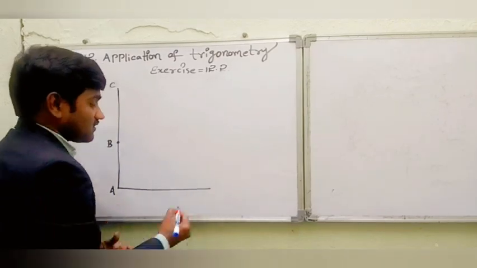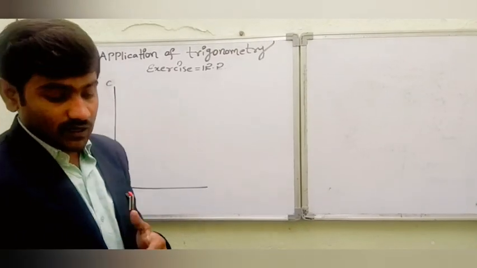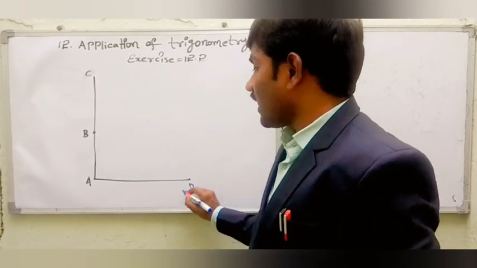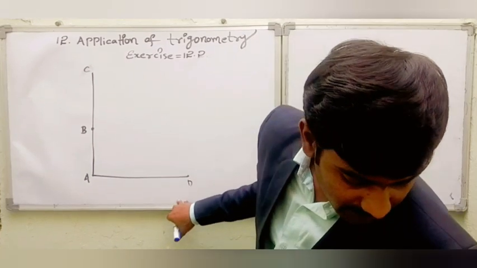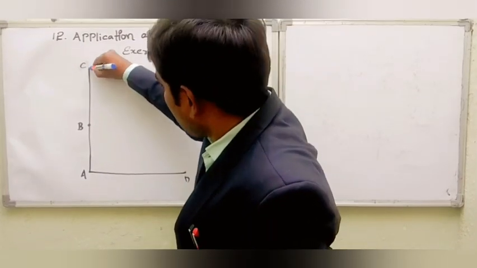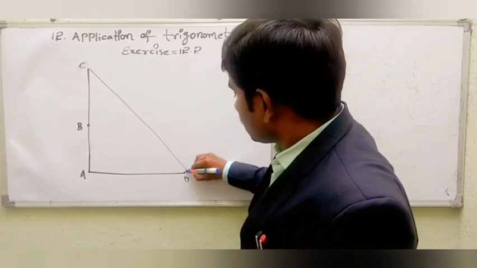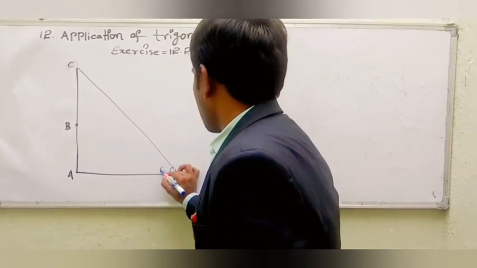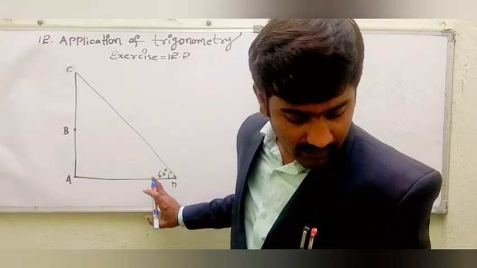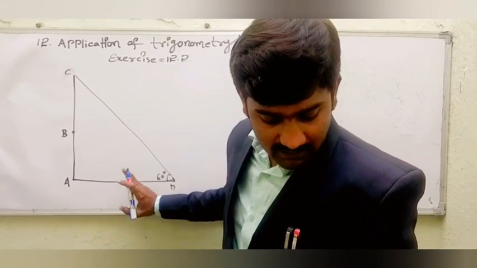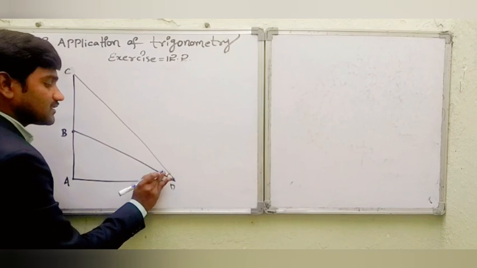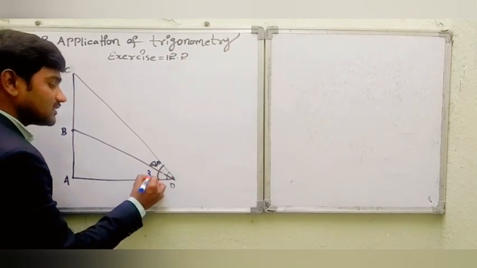Suppose some distance from here, according to the question, from a point on the ground, let us take D as a point on the ground. From here, you observe the top of the statue with the angle of elevation 60 degrees. From the same point again, the angle of elevation to the top of this pedestal is 30 degrees. This is 60 degrees and this is 30 degrees.